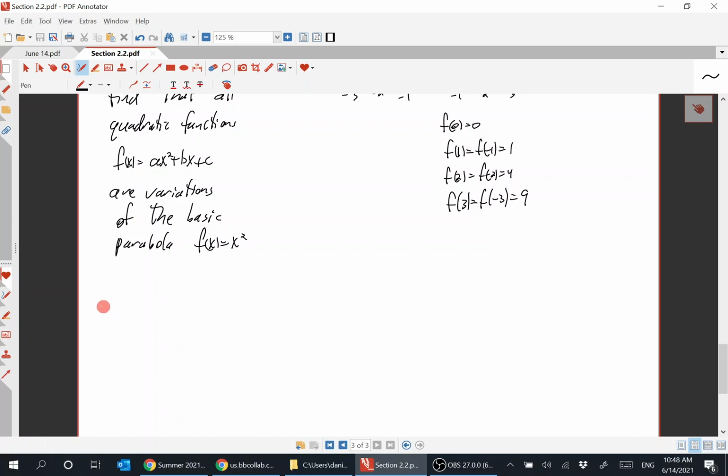Another one. Again, a standard function. Right?